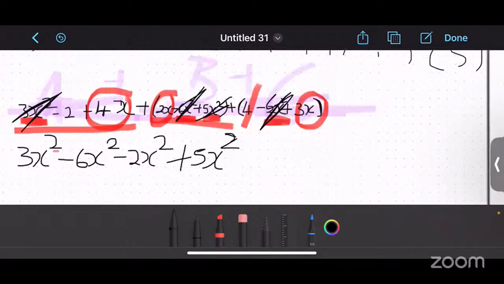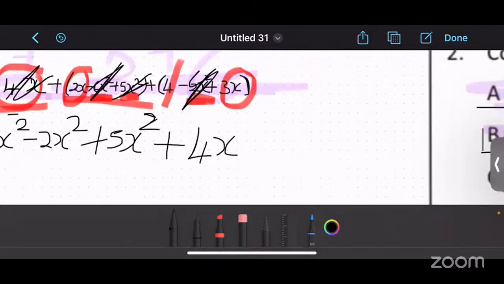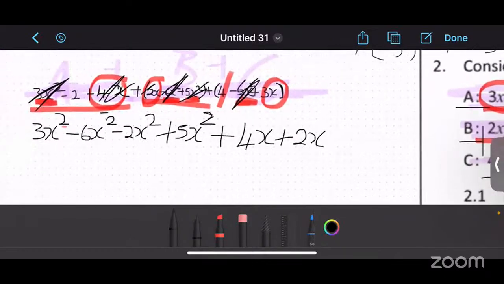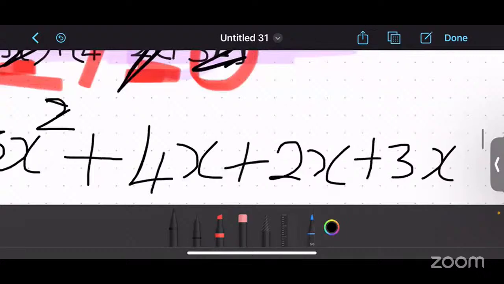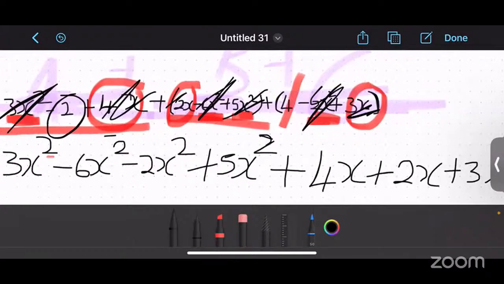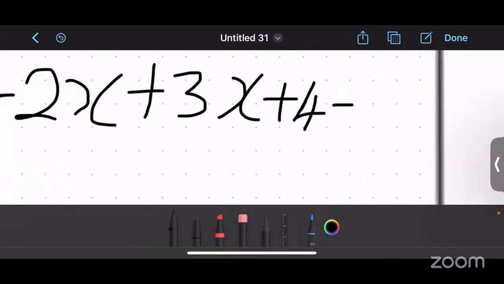And then again, I'm going to have the x terms. So it's going to be 4x, I'm done with that, plus 2x, this one, and plus 3x. And again, I'm going to have a minus 2 and a positive 4, so I can just start with plus 4, minus 2.